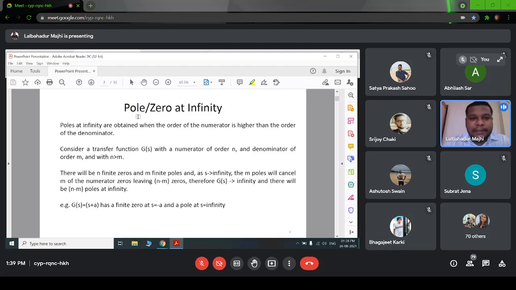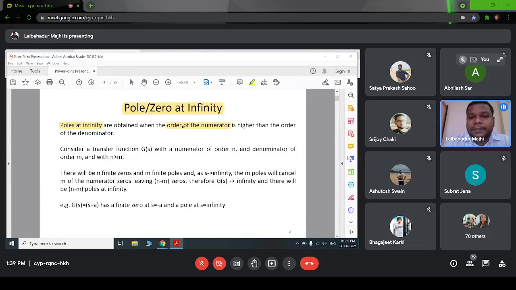Before going to that, let's see some basic concepts. Poles and zeros at infinity. There will always be either a pole or a zero at infinity, even if it is not mentioned. Poles at infinity are obtained when the order of the numerator is higher than the order of the denominator.